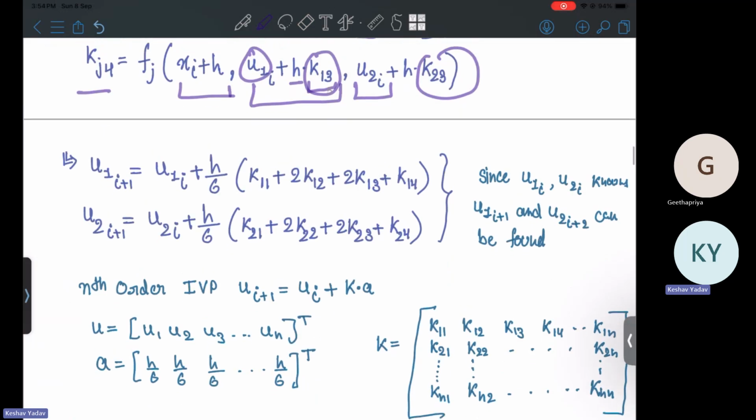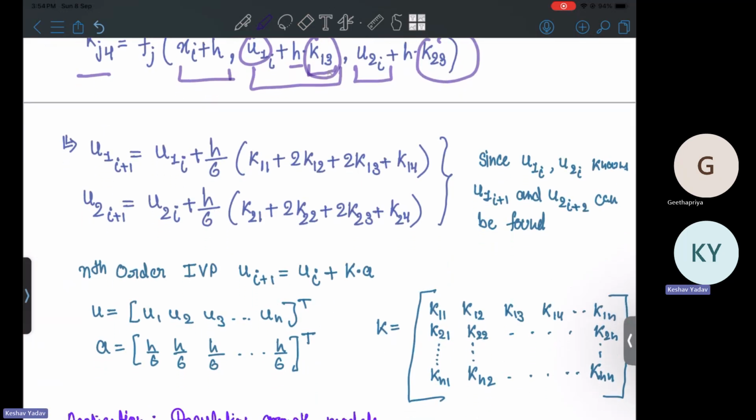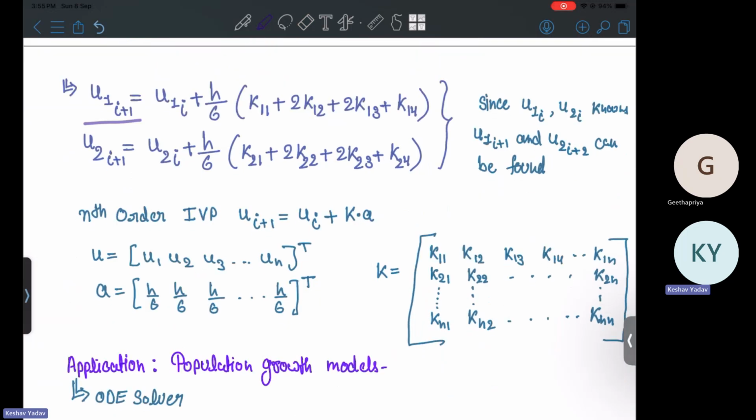Now once we have found out these kj values, kj1, kj2, similarly kj2, the kj values for different equations, then we can find out the u1 and u2 at the i plus 1th value. So u1 at i plus 1th value will be equal to u1 at i plus h by 6 times k1 from the first equation, plus 2 multiplied by k2 from the first equation, plus 2 multiplied by k3 from the first equation, plus k4. So this first index is the equation number, and this is the k number.